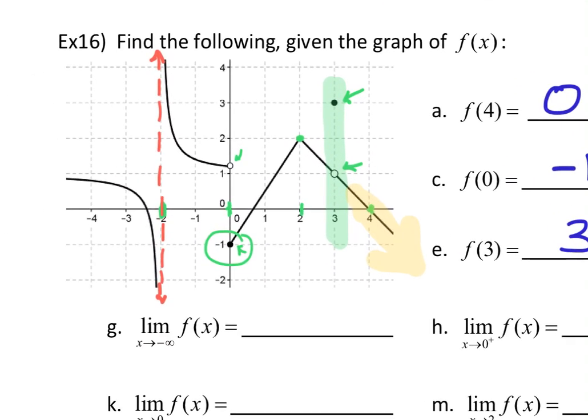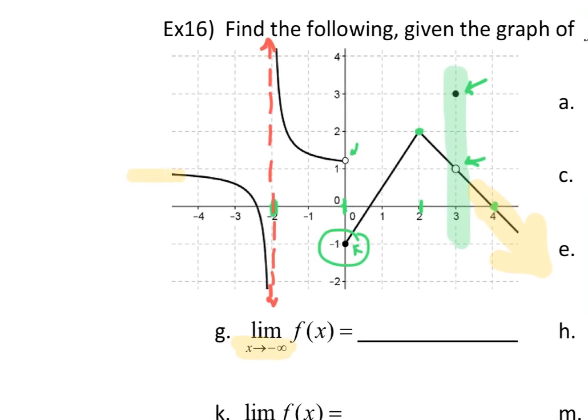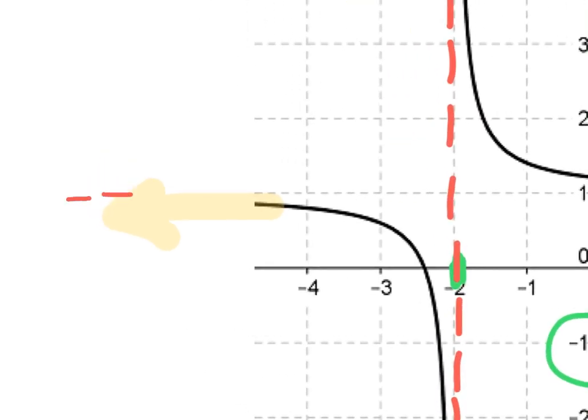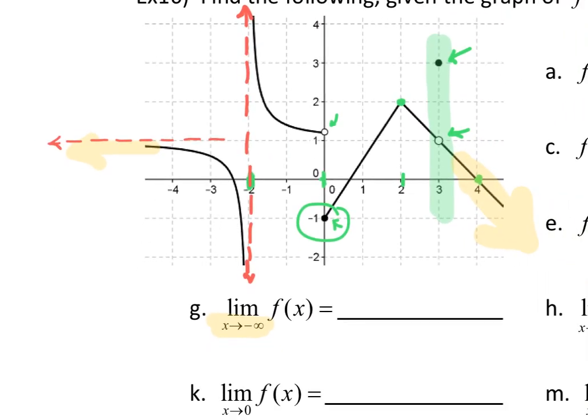Letter G asks me to look at the end behavior as x goes to negative infinity, and that sure looks to me like a horizontal asymptote. In fact, I'm going to draw in that asymptote so that you can see it. Now remember that a horizontal asymptote is about end behavior, and it doesn't have to be the same end behavior at both ends. So we're only going to talk about that horizontal asymptote in regards to the left end behavior, which is when x is approaching negative infinity. And so we want that value of the limit to be 1, because the horizontal asymptote appears to be 1.